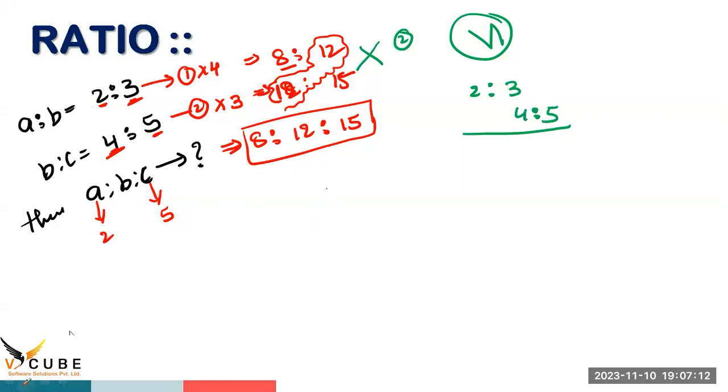Okay, so just remember, guys, this symbol. First line 2 4s are 8. Second line 3 4s are 12, and third line 3 5s are 15. So then the answer is 8 is to 12 is to 15.